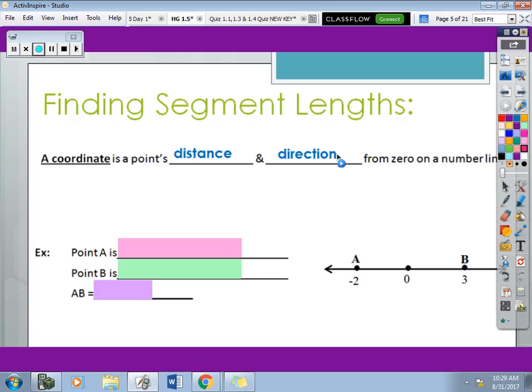You know how to plot a number on a number line. So for example, point A is 2 units to the left of 0. Point B is 3 units to the right of 0. So how long is segment AB? Again, if this is 2 units long and this is 3 units long, how long is segment AB?